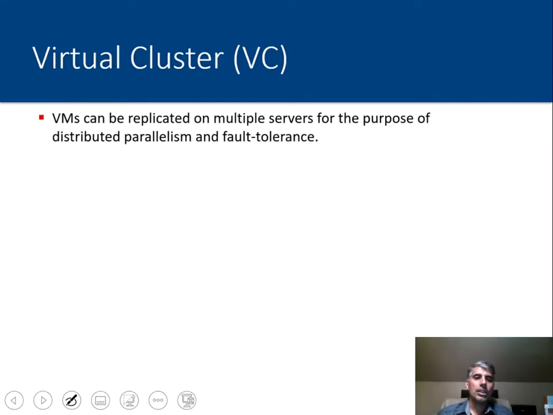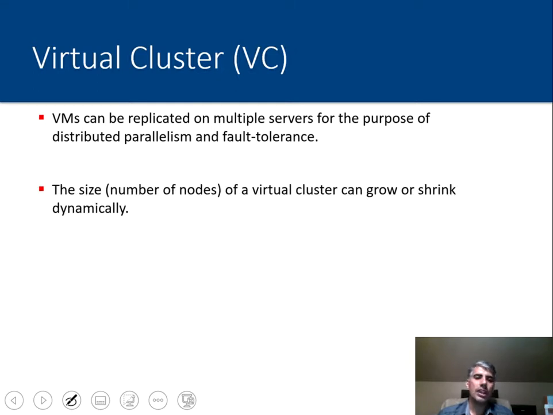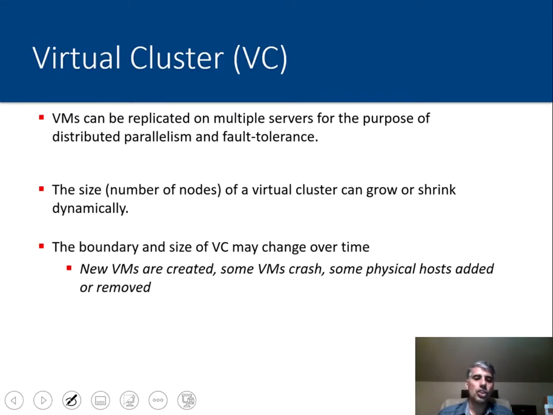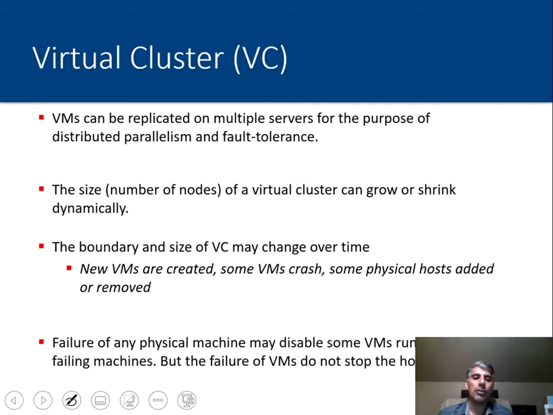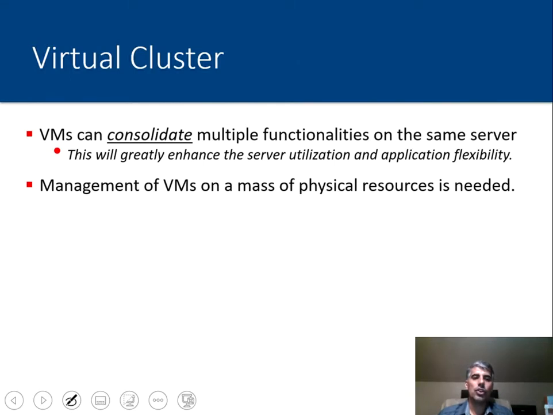All right. So I guess I talked about these points. VMs can be replicated on multiple servers for the purpose of distributed parallelism and fault tolerance. The size of a virtual cluster can grow and shrink. This is called elasticity. The boundary and size of a virtual cluster may change over time. New VMs can be created. Fault tolerance can be achieved because if some VMs cannot perform well, you can just terminate them and replace them with something with a better performance. And there are several other advantages resulting from virtual clusters.